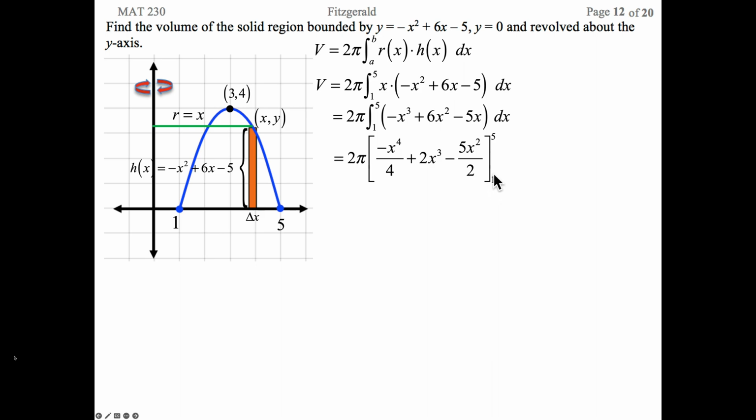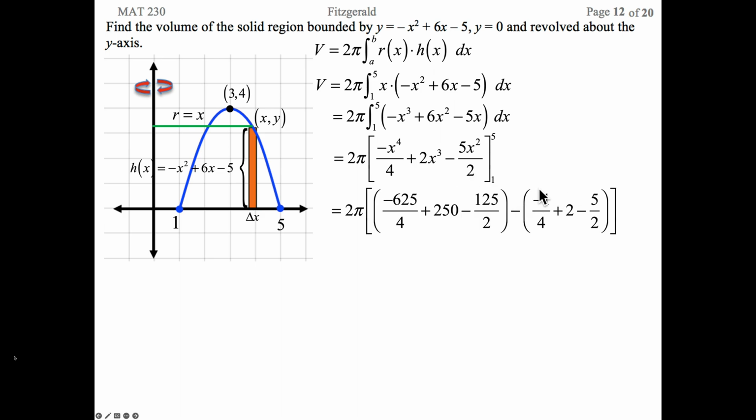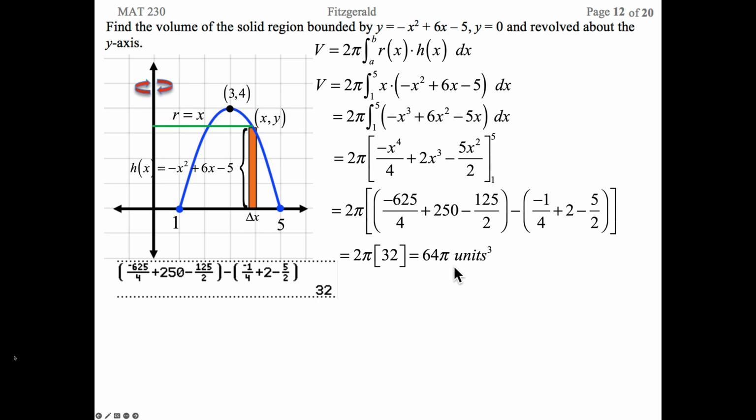Here, we don't have a 0, we have a 1, so we have to keep track of our substitutions. If I put in my 5, you can write negative 5 to the 4th power over 4, plus 2 times 5 cubed, minus 5 times 5 squared over 2, minus my next set of parentheses, putting in the 1s. If you put 1 in for all these x's, negative 1/4 plus 2 minus 5/2. Either way, that's a lot of fraction work. I'm going to my calculator. My calculator tells me it comes out to be 32 times my 2 pi. We're at 64 pi units cubed.